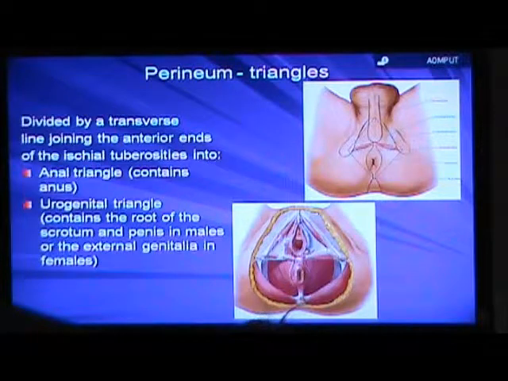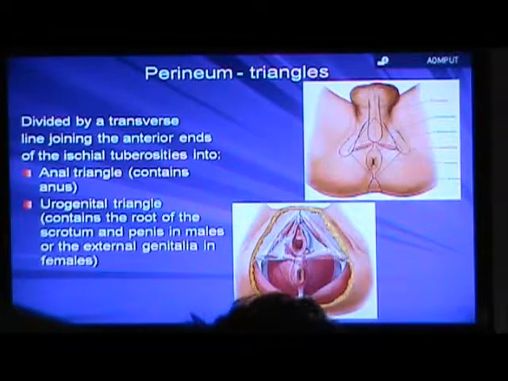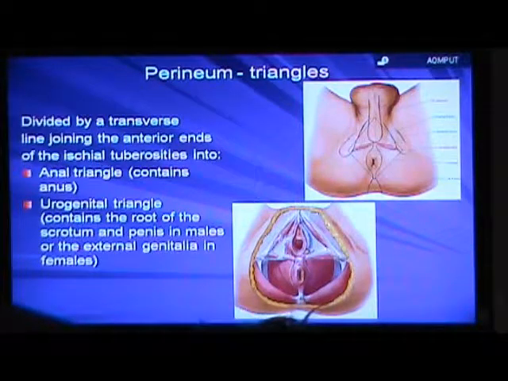Perineum is divided by the transverse line which joins the anterior ends of the ischial tuberosities into the anal triangle, which contains the anus, and the urogenital triangle, which contains the root of scrotum and penis in males, or external genitalia in females.